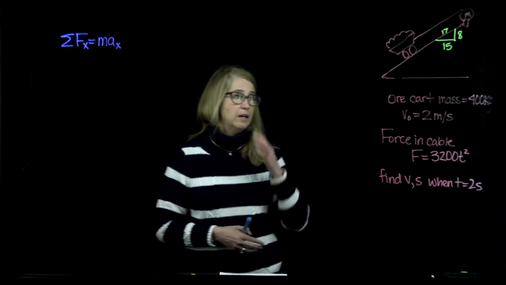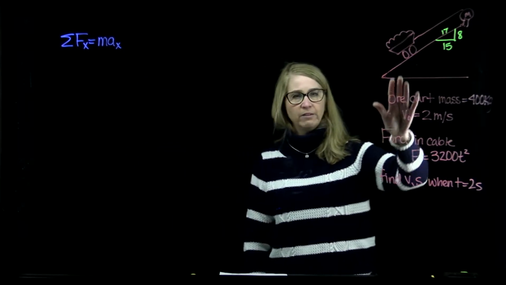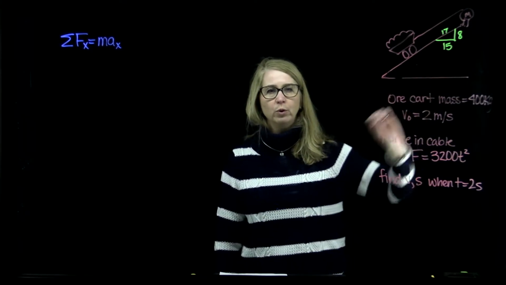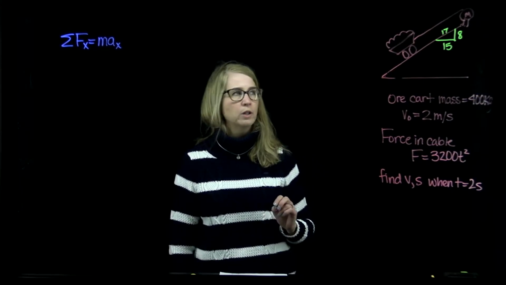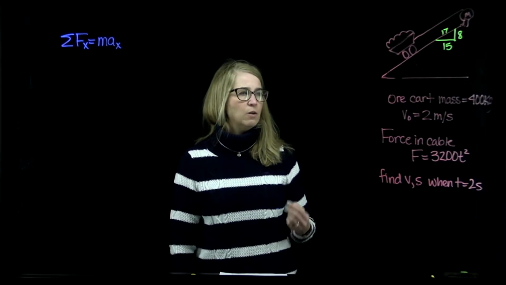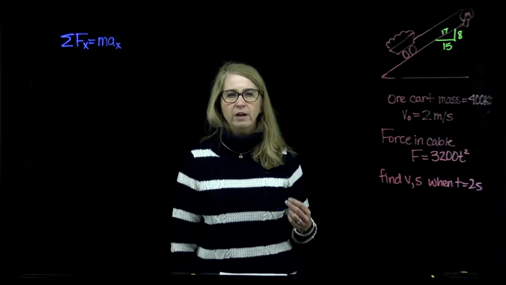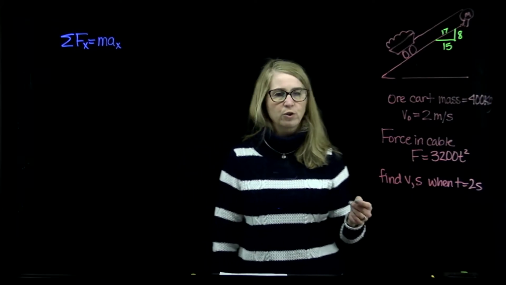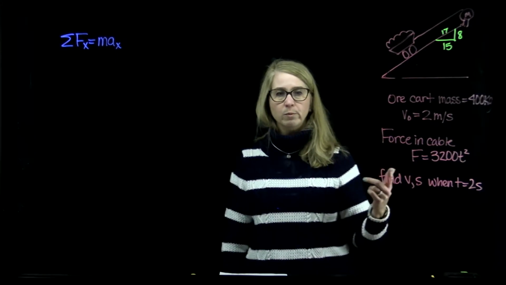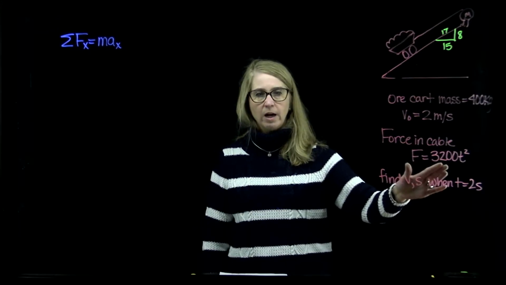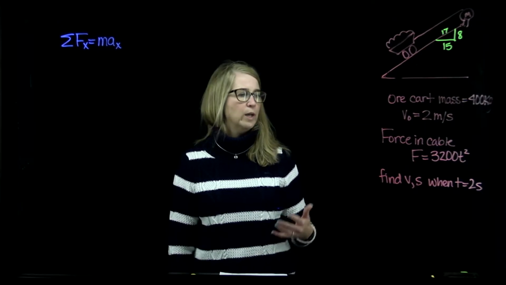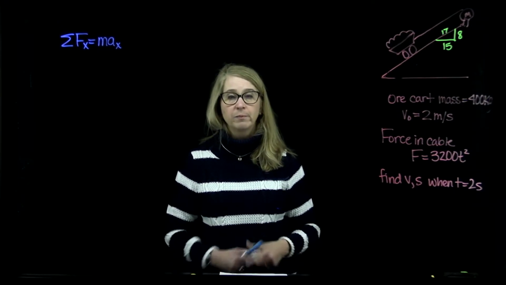So here we have a problem where we have an ore cart. It has a mass of 400 kilograms. It's actually being pulled up the incline by a motor. So it looks kind of like a pulley, but it's supposed to be a motor. And we want to know, given the fact that the initial velocity is 2 meters per second, if the force that's being applied by the cable because of the motor depends on time in this manner, can we find the velocity and position of the object when we are at 2 seconds?